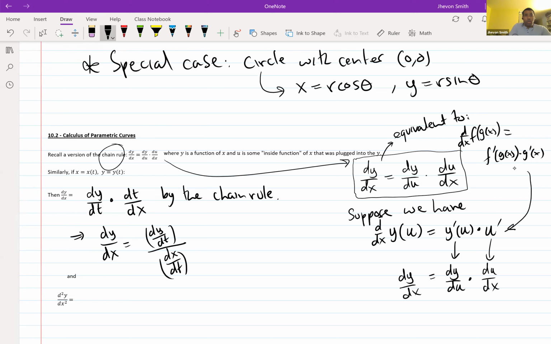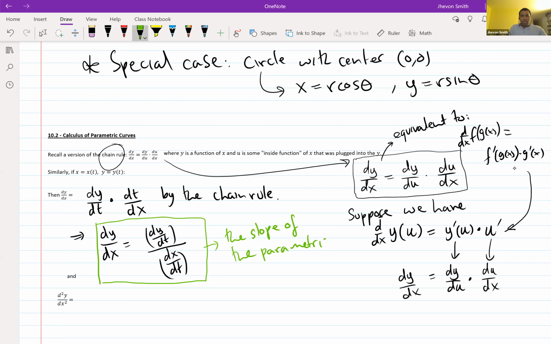that gives us a formula by which we can calculate the derivative. And when it comes to parametric equations, that's how we're going to think of the derivative. Take the derivative of the y function with respect to the parameter t, then take the derivative of the x function with respect to the parameter t, divide them, dy dt divided by dx dt, and that will actually give you dy dx, and this is the slope of the parametric curve given by x equals x of t and y equals y of t.